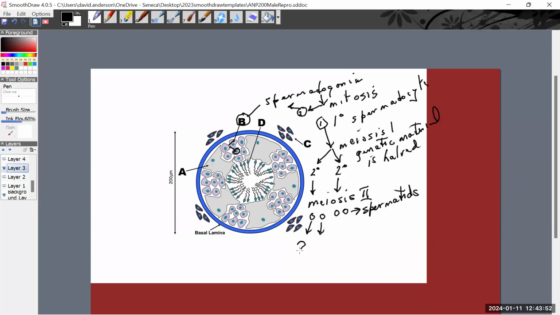So they have to undergo differentiation. And when they undergo differentiation, they're going to develop a head and a body and a tail. Now these are our spermatozoa.